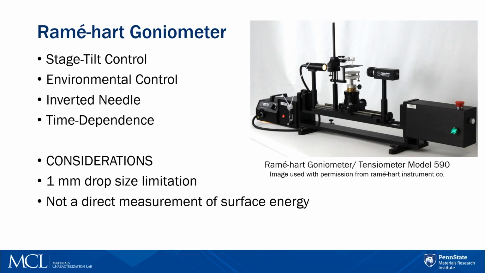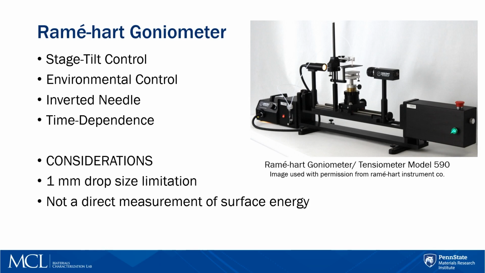Our environmental control attachment allows us to raise the temperature up to a stable 250 degrees Celsius and operate from a low vacuum up to 0.6 atmospheres. An inverted needle and quartz cell attachment allow for liquid-liquid studies, inverted sessile drop, and captive drop experiments. The 590 also allows us to take multiple data acquisitions spread out by a specified time interval, allowing for time-dependent studies to be carried out.